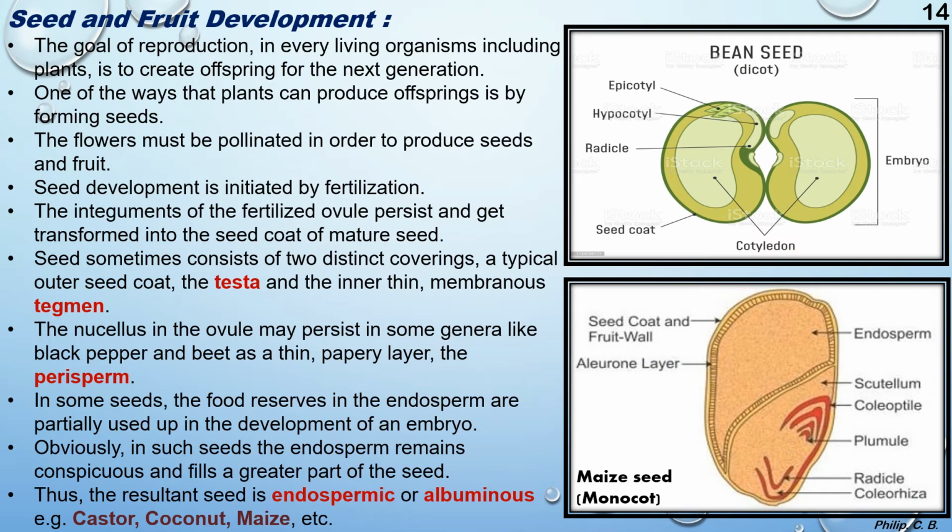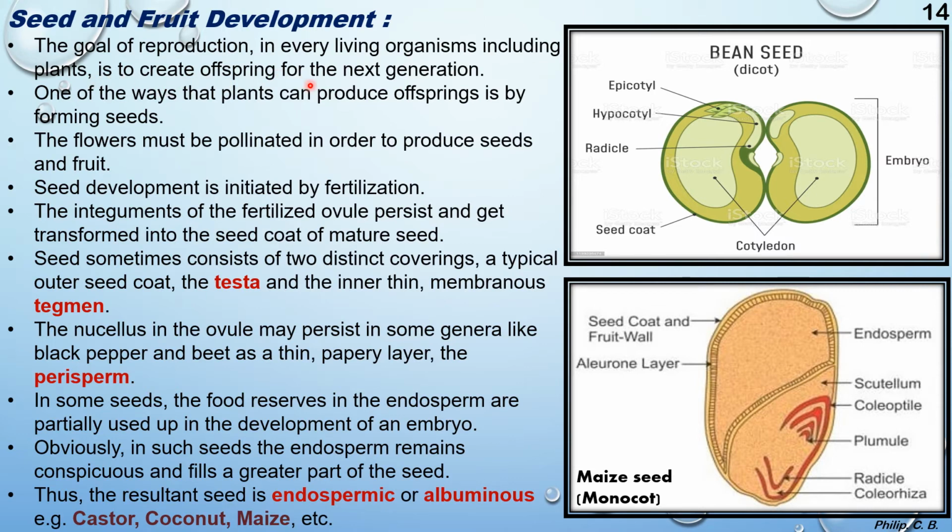Now in detail about the seed and fruit development. First we see the image, so that it will be easier to understand the explanation part. In case of dicot bean seed, the epicotyl, hypocotyl, radicle, the seed coat. Then here the two cotyledons and the entire embryo. Whereas in case of maize, a monocot, seed coat and the fruit wall, aleurone layer, the endosperm, this region, scutellum, coleoptile, plumule, radicle, and coleorhiza.